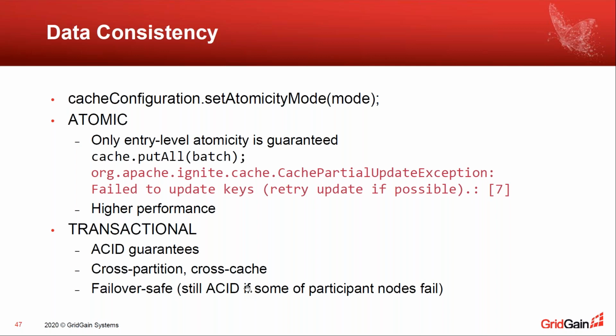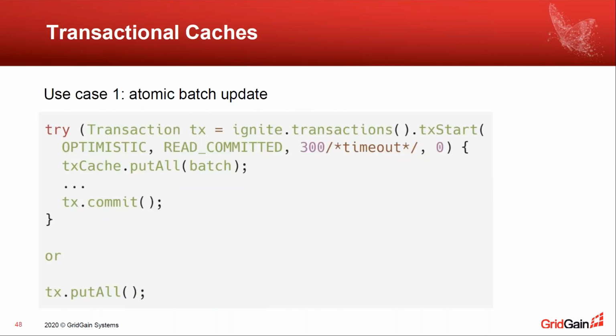Next, I'll show you some cases in which transactional guarantees are mandatory, and such guarantees cannot be achieved with atomic caches. The first and obvious one is atomic batch update. When you want to update lots of keys and you want this update to be either applied fully or not applied at all, you can open a transaction, and so here's an API. There's transaction concurrency, there's isolation level, and this one is timeout. And in case your transaction lasts more than the specified timeout, it will be forcefully rolled back.